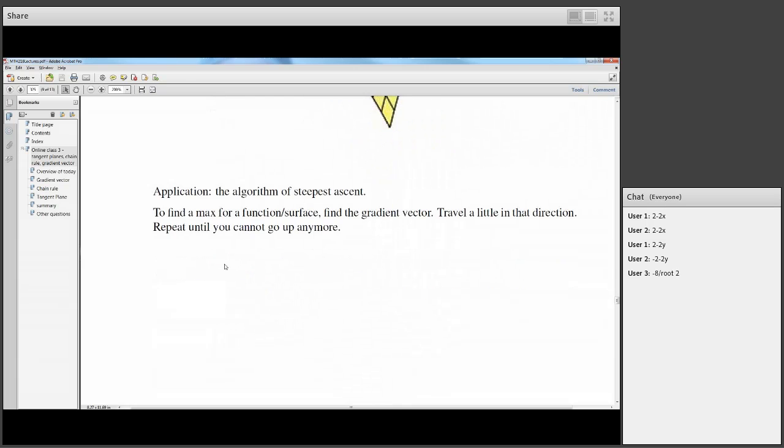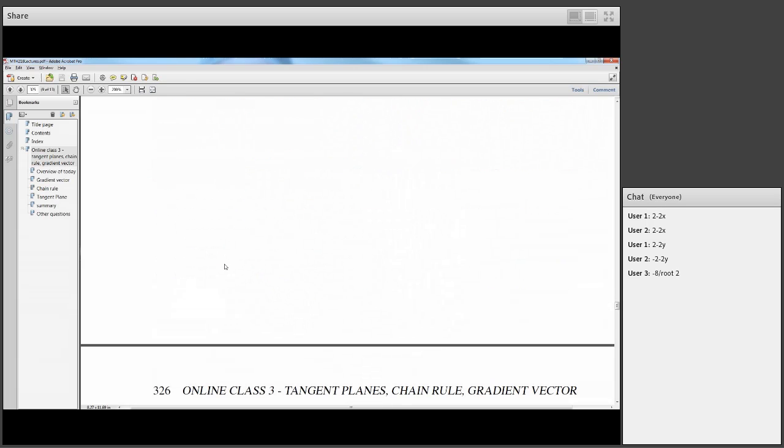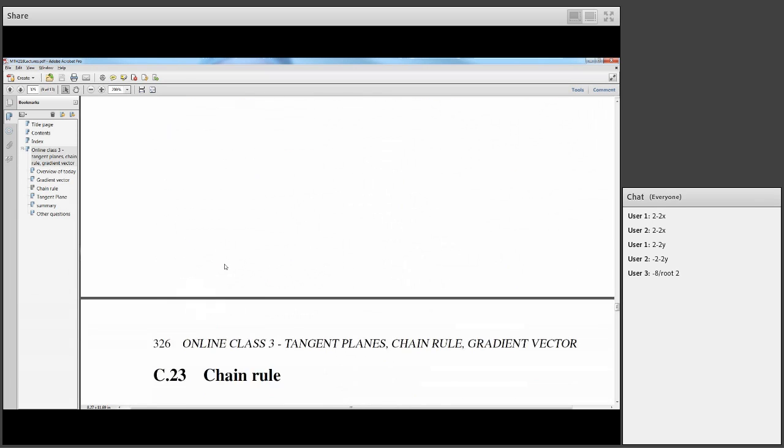So I'm just trying to show you the bigger picture. And you might go, gradient vector, it's easy to work out, why would you ever do that? Well, I'm just trying to show you what it's useful for.